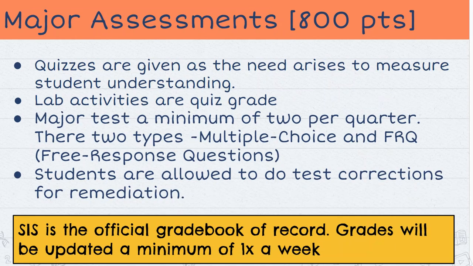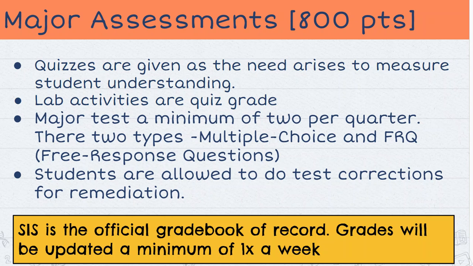Major assessments are worth 800 points. This includes content quizzes and live activities as quiz grades. There will be major tests, which are made up of two types, multiple choice and the FRQ. Major tests are given a minimum of 2 per quarter. Multiple choice is typically done using computer or paper, depending on which one would fit the lesson. FRQs are typically done on paper, where students will have to write.